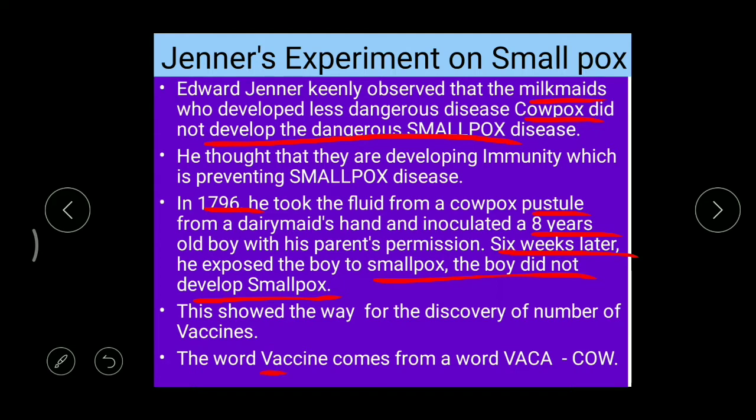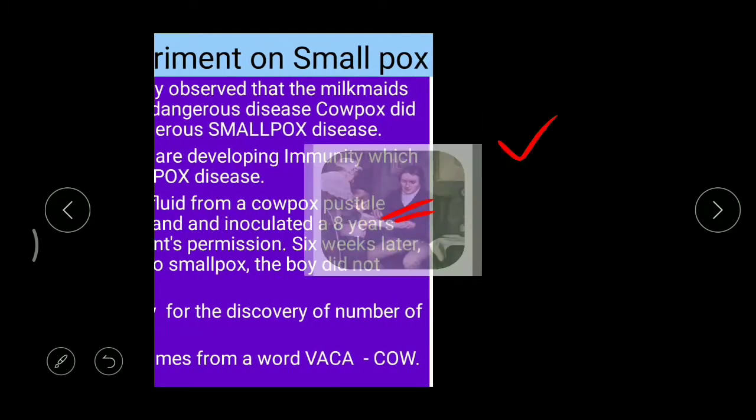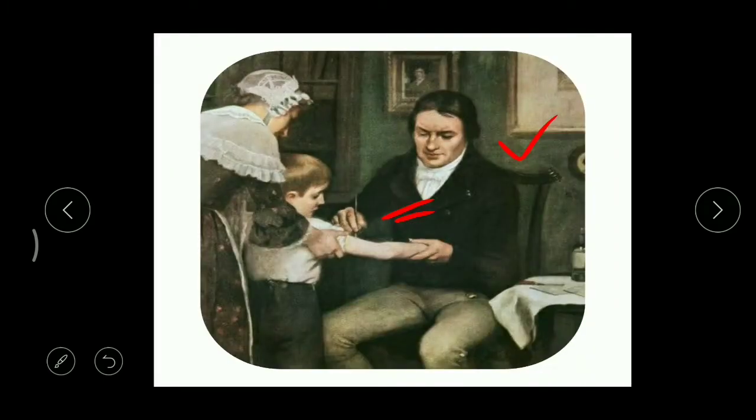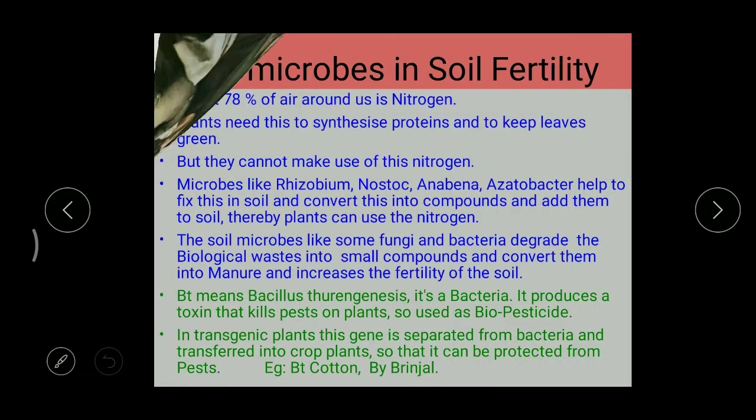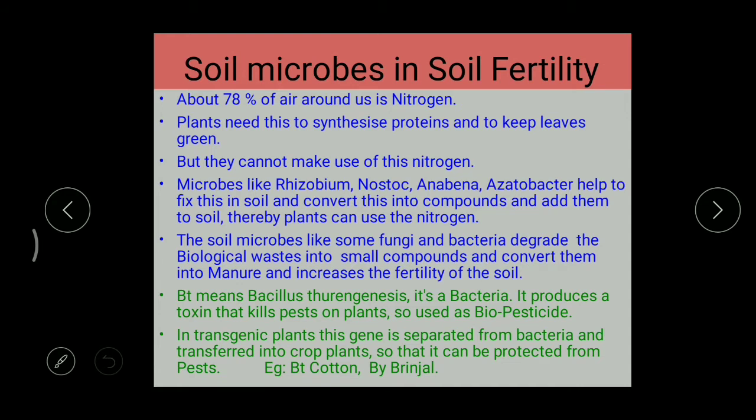Actually, the word vaccine comes from a word, vacca, which means a cow. Okay, why means nowadays most of these vaccines are prepared from this large animals like a cow, ox, buffalo, horses, like these animals, right? So this is a way how this Edward Jenner prepared a vaccine for the smallpox. Okay, and this is a picture. We can find Edward Jenner injecting this smallpox vaccine to this baby or the child. Got it? Okay, now soil microbes in soil fertility.